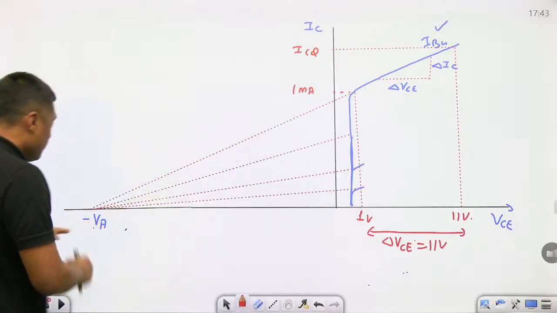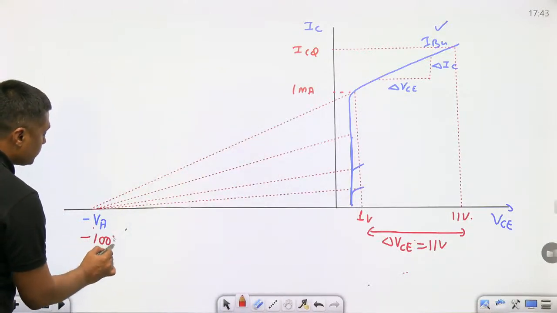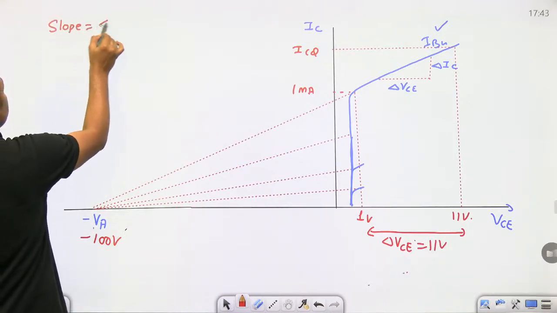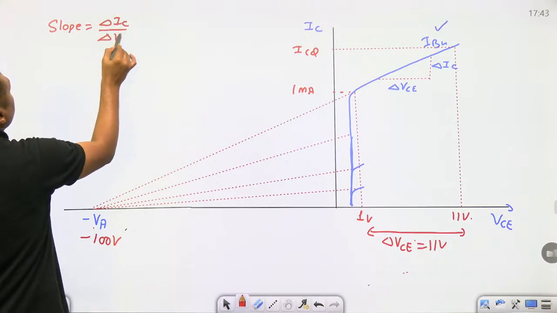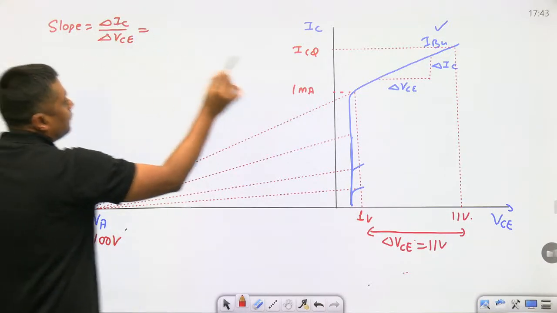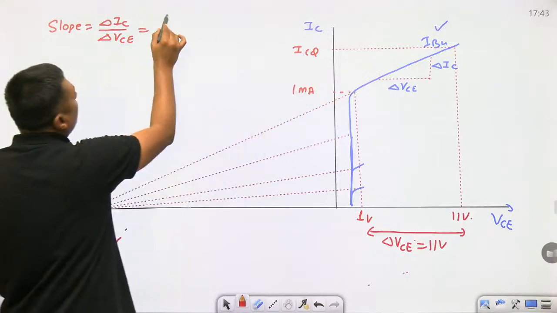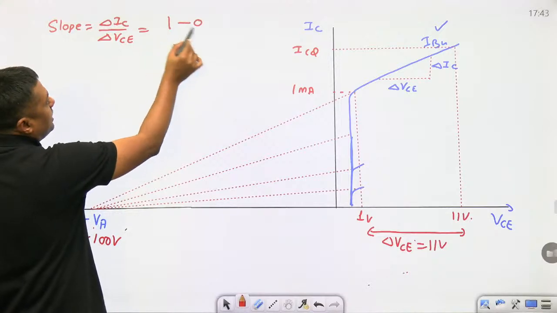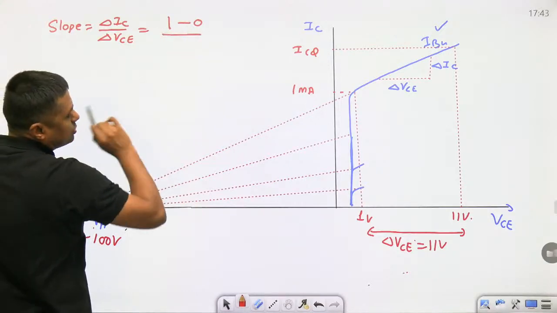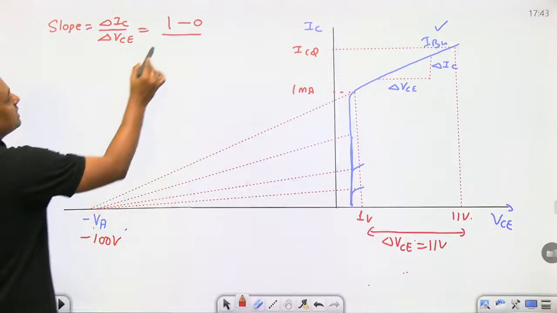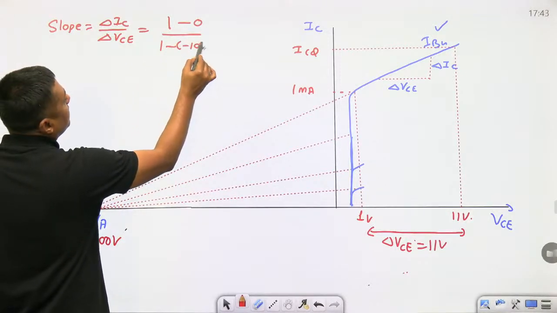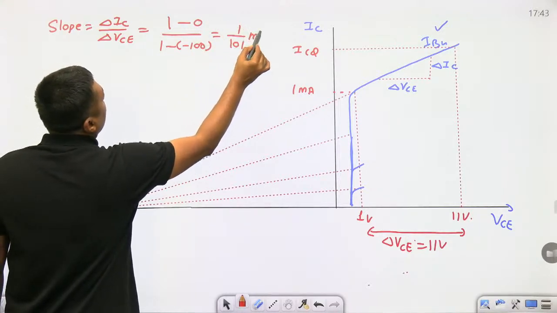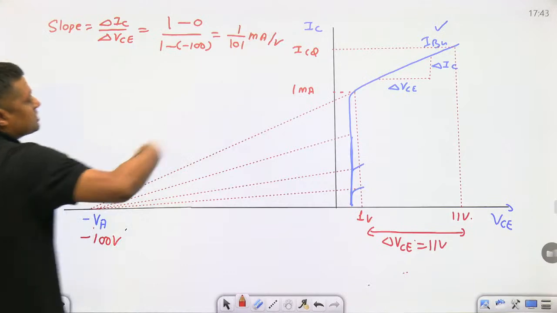What is the slope of this line? Now how can we find the slope? Because VA is given as 100 volt. The slope of this line, the change in IC because of the change in VC, is given by y2 minus y1 upon x2 minus x1. This is I2 minus I1. What is x2? 0, and x1 is minus 100. It will become 1 by 101 milliampere per volt. That is the slope of this line.